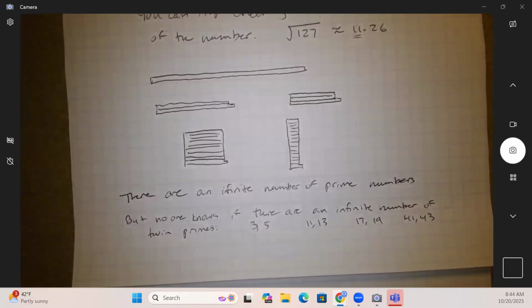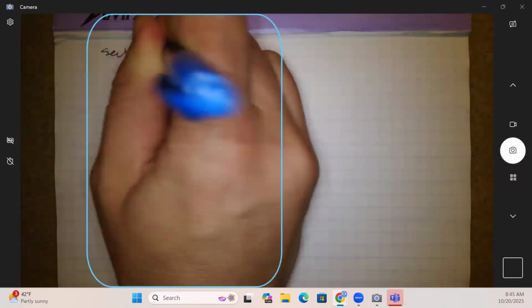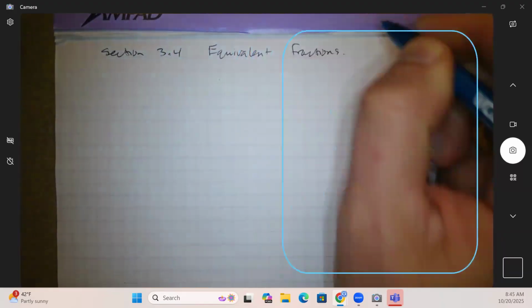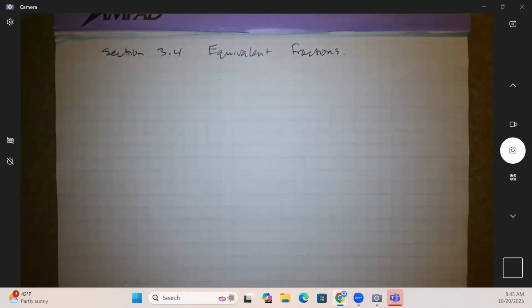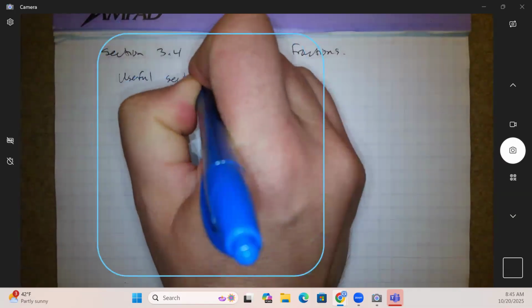That definitely will not be on any tests. But it's kind of cool. I mean, no matter what number your math course is, there's always interesting questions. Let's move on to section 3.4, which is equivalent fractions. This is an extremely useful, a very, very useful section. One of the most useful sections you're going to learn in this class.